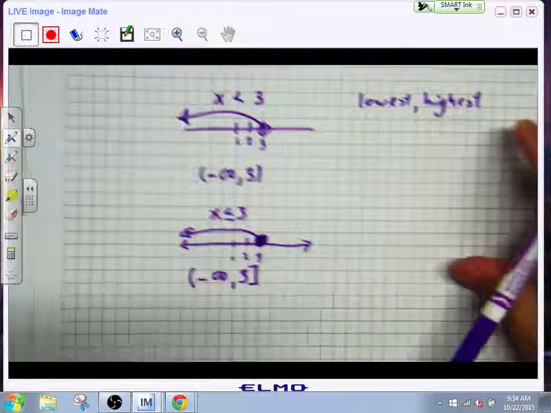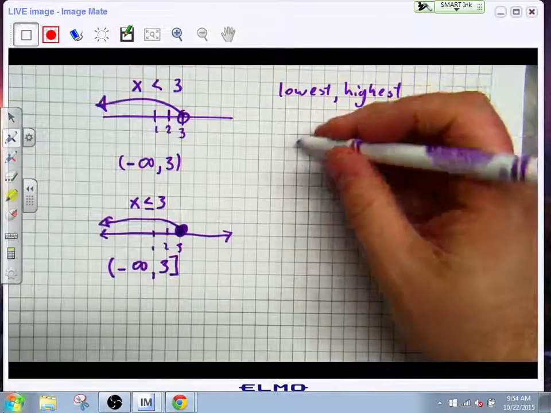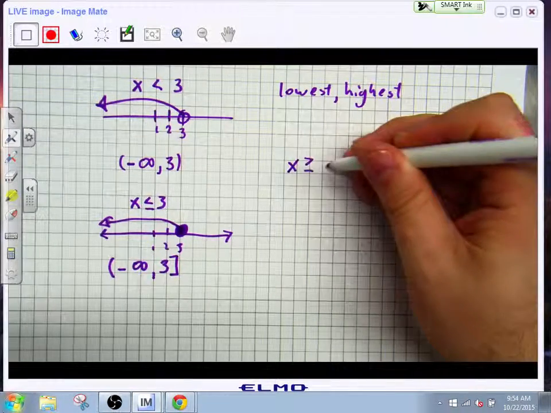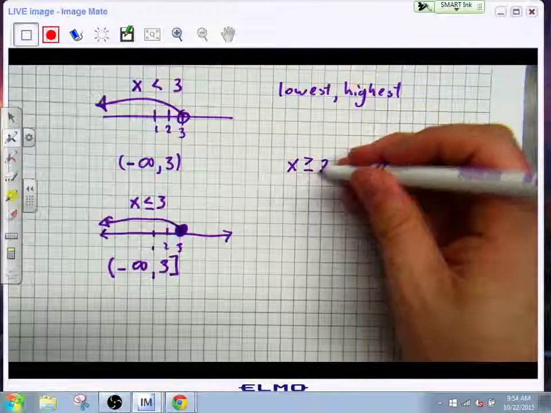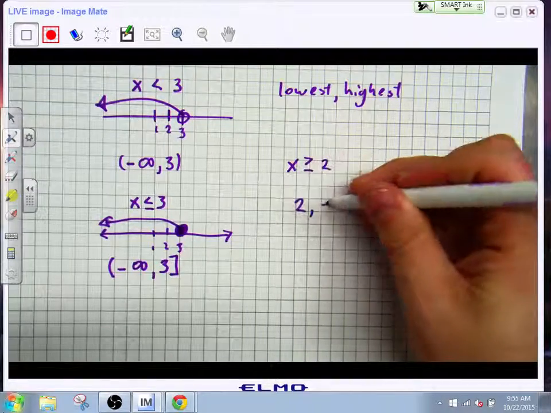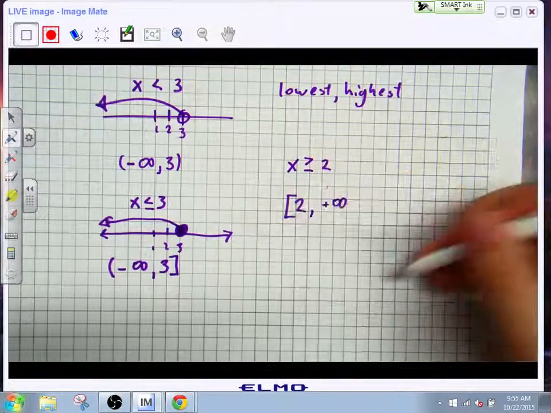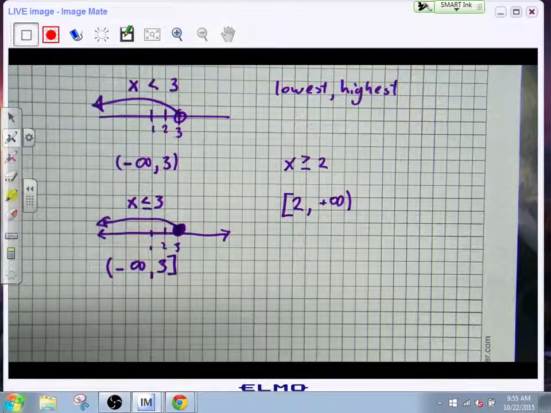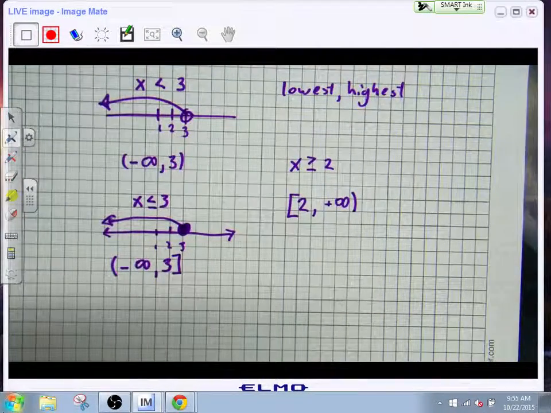Same too, if perhaps I had something like this. If I had x is greater than or equal to 2, my 2 in this case would now be my lowest number. Positive infinity is my highest number. I'd put the bracket around the 2 and the parentheses around the infinity. You guys getting this down in your notes? I want to make sure. It's a little tricky, but it's not new information. It's just a different way of expressing it. It's just a different way of expressing information that we already had.